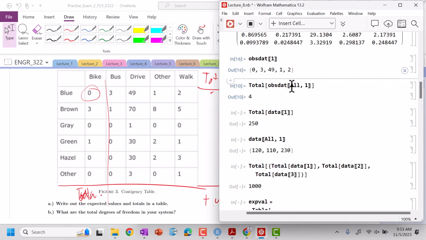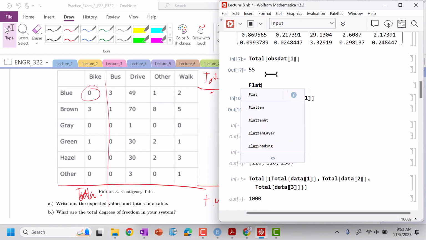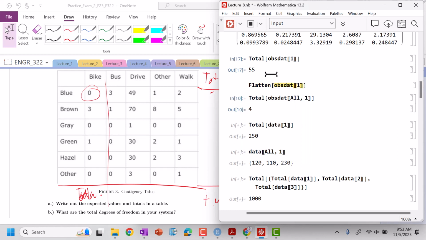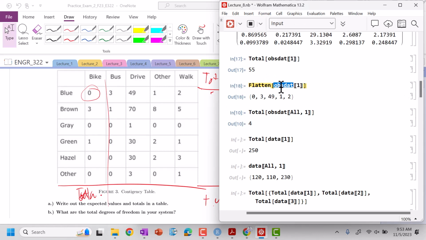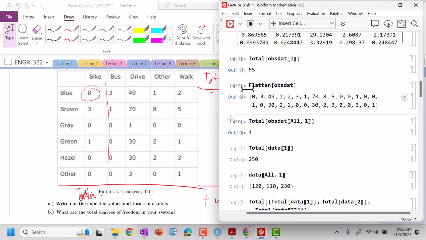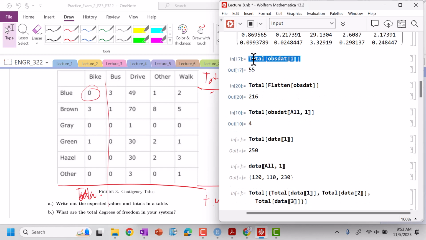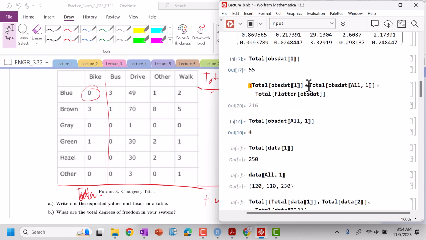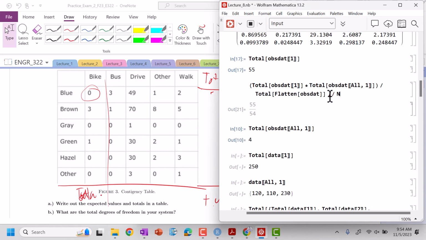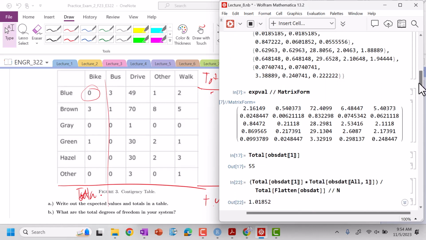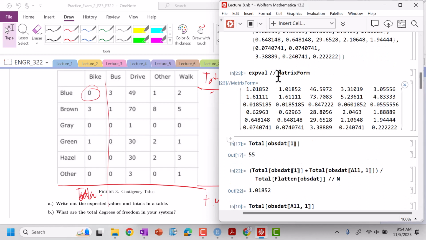Now I can take this and do my total of this, and then I can do flatten of observe dat and take the total. This is just going to give me all of the measurements. So I can do, for example, this times this divided by that, which gives 1.01852 in the top left. We got it. That is it, so we are good to go there.